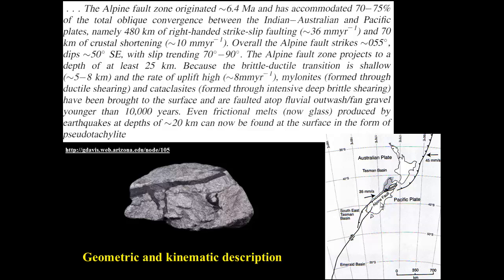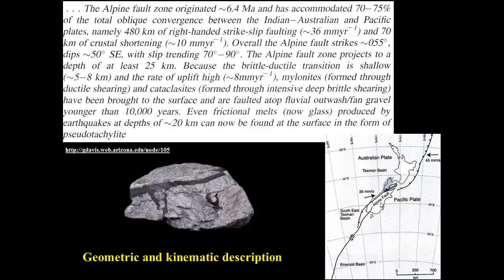The Alpine fault zone originated about 6.4 million years ago and has accommodated 70 to 75% of the total oblique convergence between the Indian, Australian, and Pacific plates, namely about 480 kilometers right-handed strike-slip faulting, which ends up to be about 36 millimeters per year, and 70 kilometers of crustal shortening, about 10 millimeters per year. Overall, the Alpine fault strikes 55 degrees, dips about 50 southeast, and the slip trends 70 to 90 degrees. The Alpine fault projects to a depth of at least 25 kilometers.